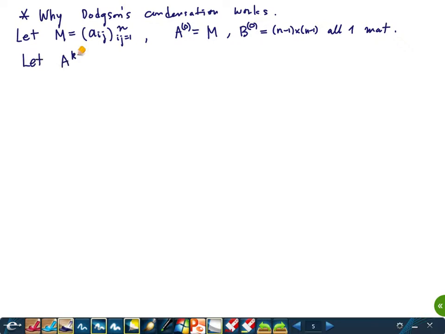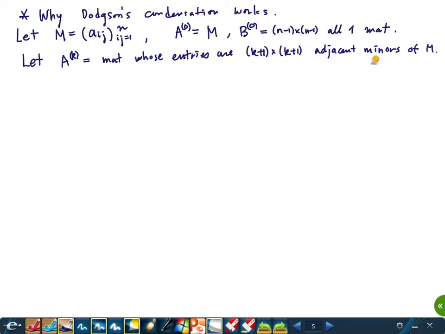This is the definition. A^k is the matrix whose entries are the k plus 1 times k plus 1 adjacent minors of M. Minor means the determinant of a matrix obtained by deleting rows and columns, like M with some indices in superscript and subscript, something like i1 through ik, j1 through jk. Usually minor means the determinant. Adjacent means these are all consecutive.